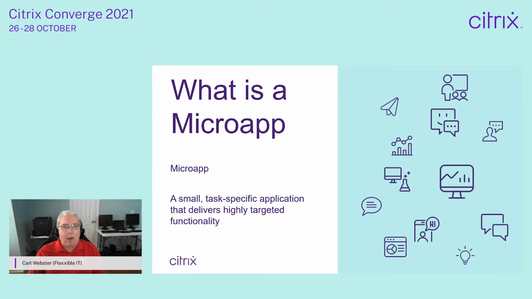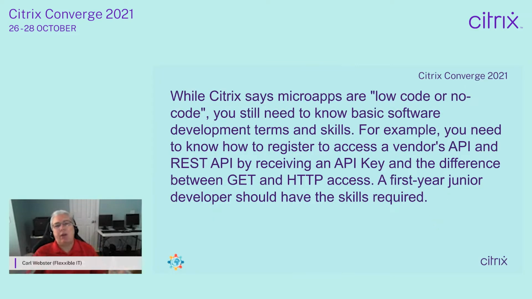So first, let's define micro app. What is a micro app? A micro app is a small, task-specific application that delivers highly targeted functionality. And there are examples. Citrix uses things like creating a time entry or entering an expense or maybe requesting PTO, or in Flexxible's case, checking on your digital well-being.